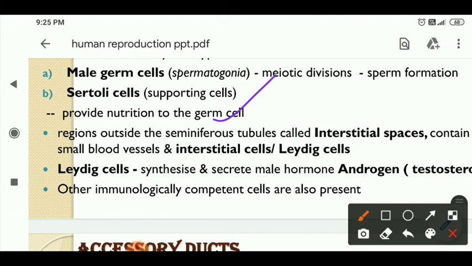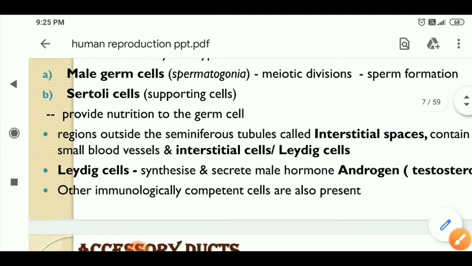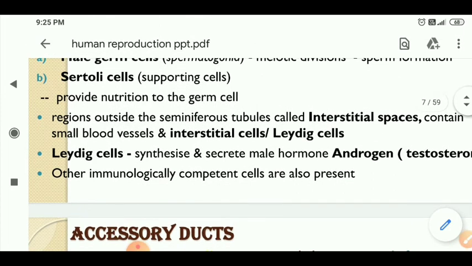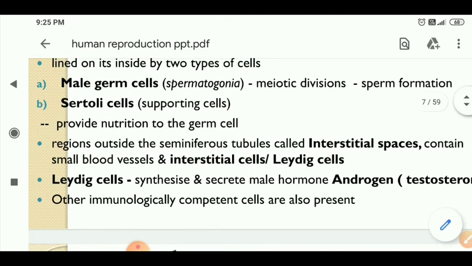The regions outside the seminiferous tubules are called the interstitial spaces. These interstitial spaces contain small blood vessels, interstitial cells and Leydig cells. Next, the Leydig cells synthesize and secrete the male hormone androgen, or testosterone, and other immunologically competent cells are also present inside the seminiferous tubules.